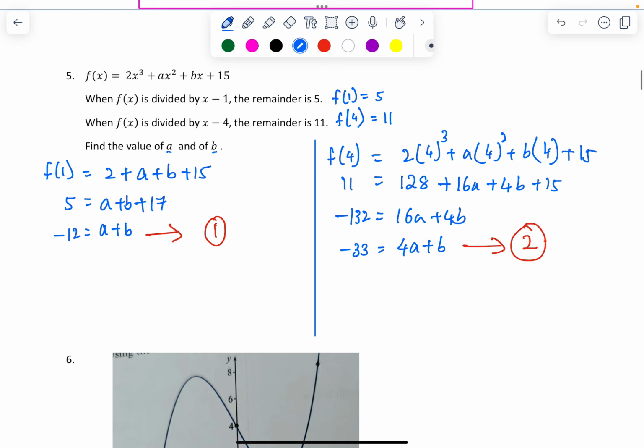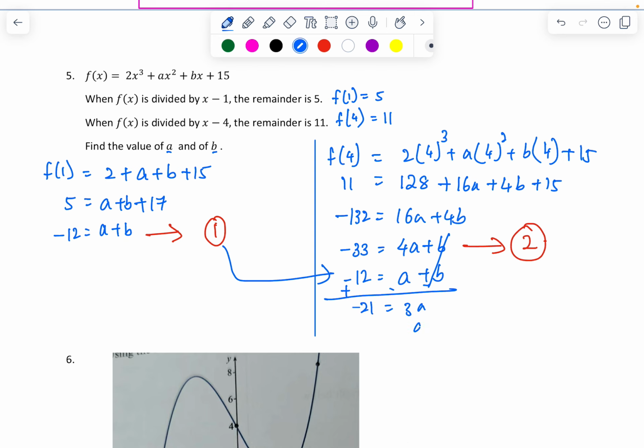So a plus b, I'll just put this one here. A plus b is equal to negative 12. So change the signs. b and b cancel. 3a is equal to negative 21, 33 minus 12 is negative 21. a is equal to negative 7. So if a is equal to negative 7, b is going to be negative 5. So the answers are a equal to negative 7 and b equal to negative 5.